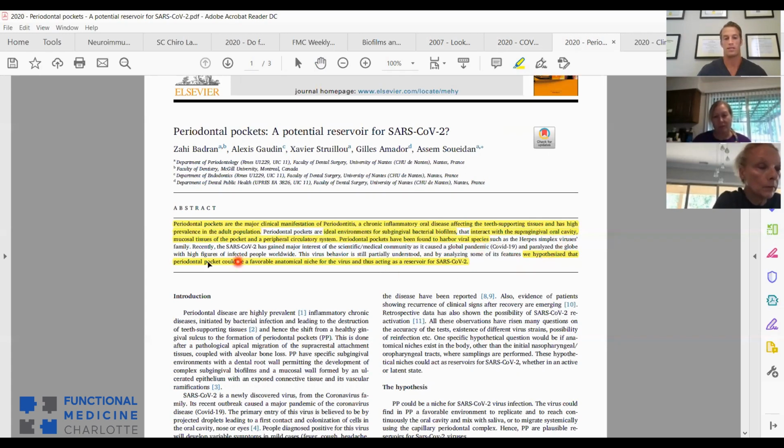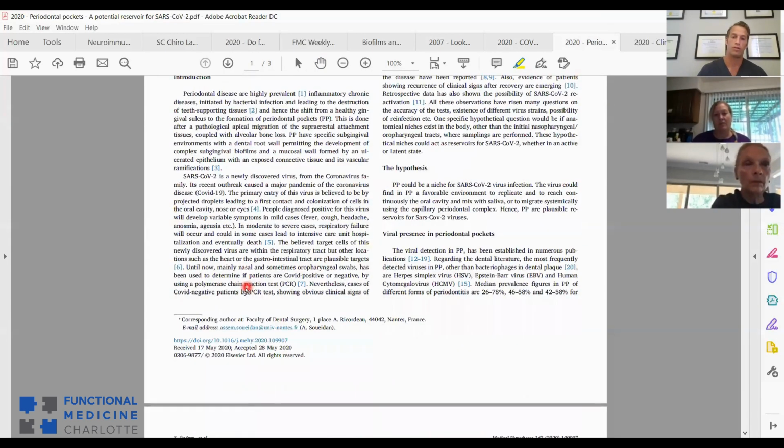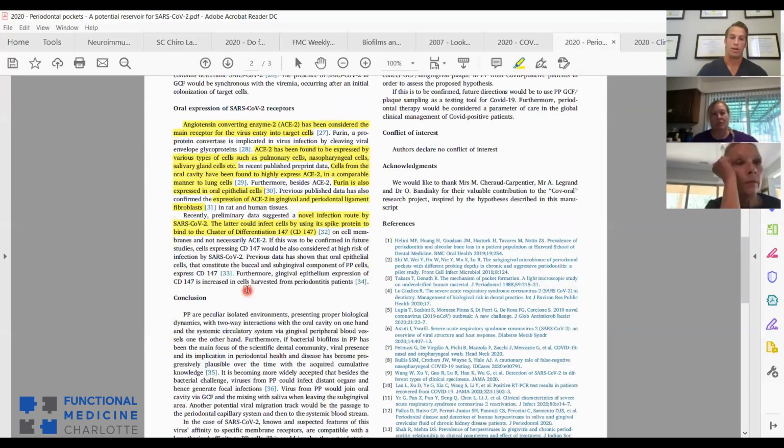So these authors hypothesize that, hey, a periodontal pocket could be a favorable niche for SARS-CoV-2 as well. And so it's not proven yet, but they lay out their argument for it. And one of the big arguments is, I don't know how much you've been reading on this, but the ACE2 receptor is the main receptor in the research that the virus uses to enter our cells, okay? And these authors say the ACE2 receptor, besides being found on the lungs and the nasopharynx and the salivary glands, are also being found highly in the oral cavity and the oral epithelial cells.